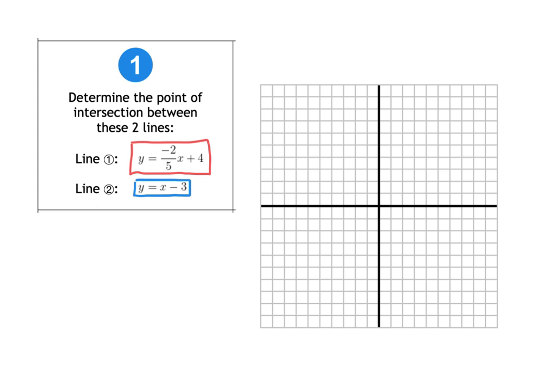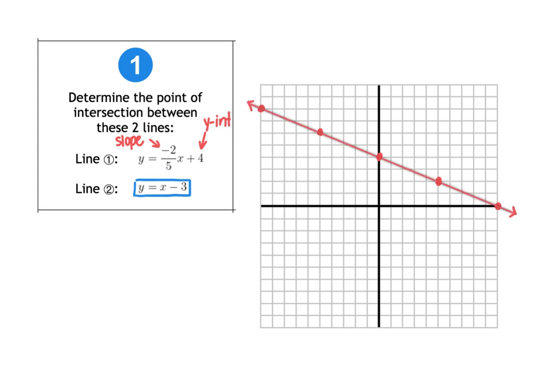Let's graph line number 1 with red. We will start at the y-intercept of plus 4, and then from there we'll count the slope. It has a rise of negative 2, so we'll fall 2 spaces, and then we'll run 5. Then we can repeat this count. We can go down 2 and over 5 again. There's some additional room on this graph that we can backtrack so that we can plot a few more points.